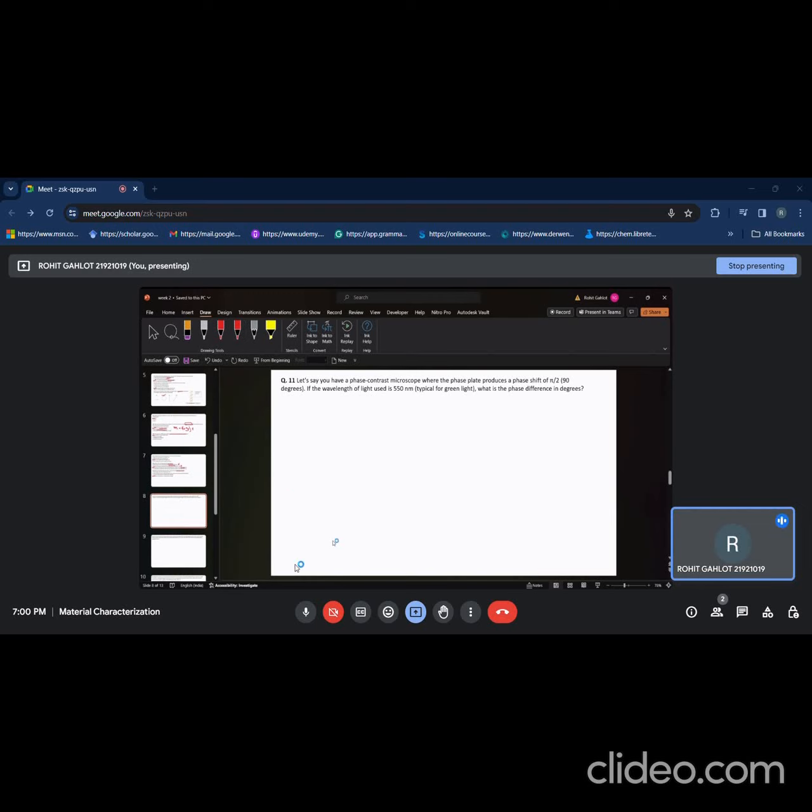So let's say you have a phase contrast microscope where the phase plate produces a phase shift of lambda by 2, which is 90 degrees, and the wavelength of the light used is 550 nanometer. What is the phase difference in degrees? So here we can solve this as follows: the phase shift is lambda by 2.